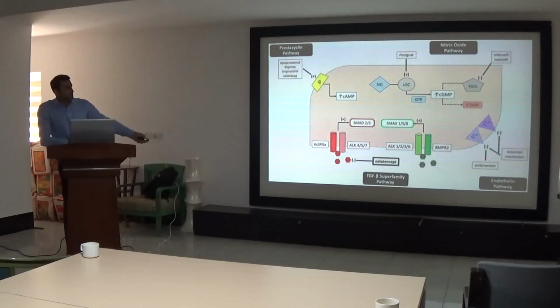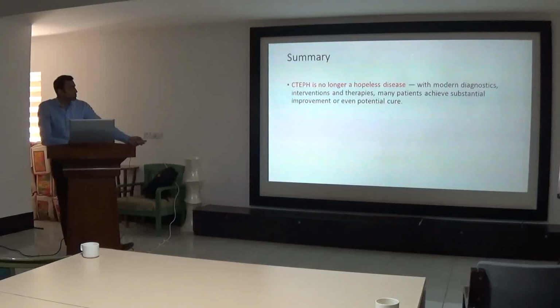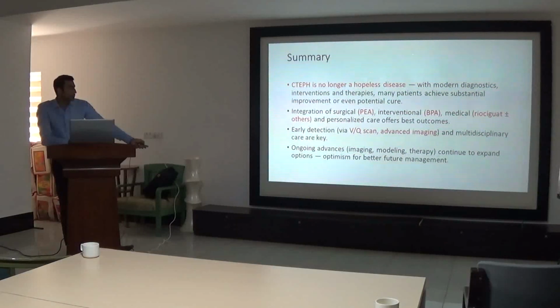Then there is the endothelin pathway: macitentan, ambrisentan, bosentan; the nitric oxide pathway, then the PDE5 pathway, then the prostaglandin pathway. And this is the newer drug that is coming. So this is a summary. It is no longer a hopeless disease, and improvements are going on. Primary treatment modalities are the same, but nowadays riociguat is getting support from other drugs. They are in the trial phase only, but within 5 years they will be coming to the market. VQ scan, advanced imaging, and ongoing advances are to find more pathways in distal vasculature disease.